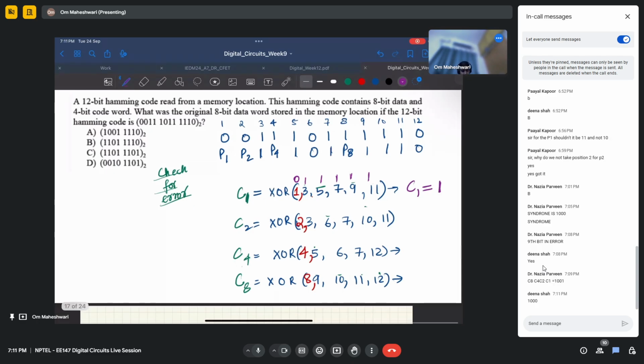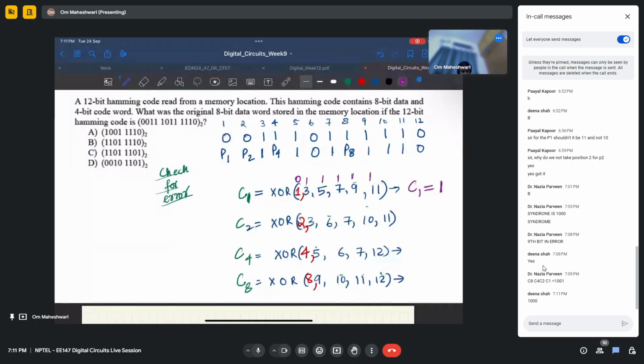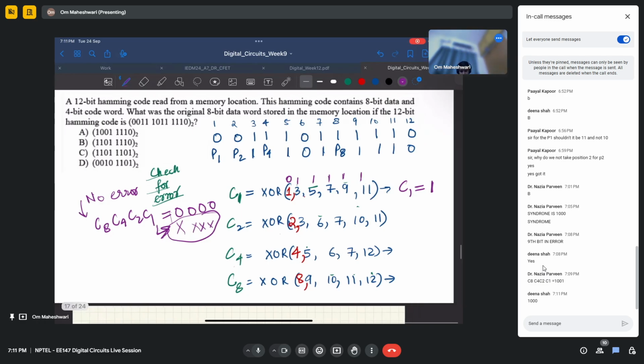C2. Okay, so first let me tell you C8, C4, C2, C1. If it comes to be 0, 0, 0, 0, then only there is no error. In case there is any other thing, that means that this sequence tells us the position where there is error, which is actually the sequence that Dr. Nazia was talking about, the syndrome. So let us find out.